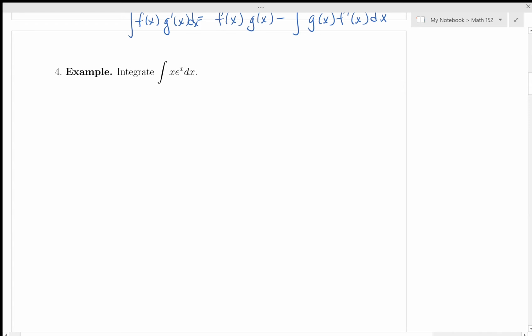We have to choose u, and we have to choose dv, and we have to cover the whole thing. So what I'm going to do is divide this into two pieces. One piece is going to be u, and the other piece is going to be dv. The whole thing has to be covered. You can't leave any pieces out. Okay, so let me try this. u is equal to x, and dv is equal to e to the x dx.